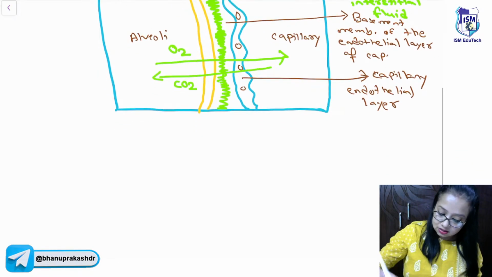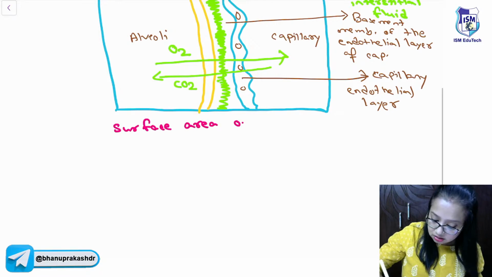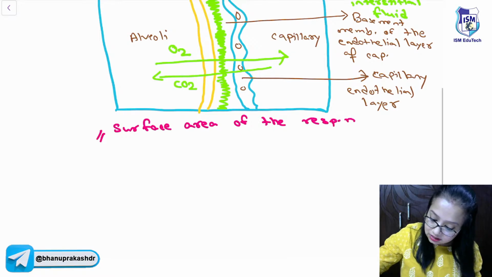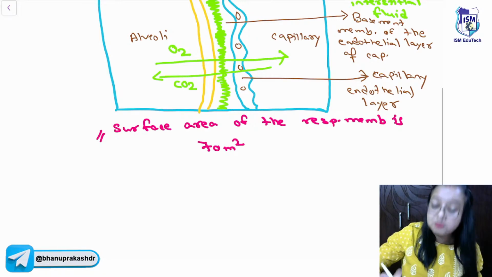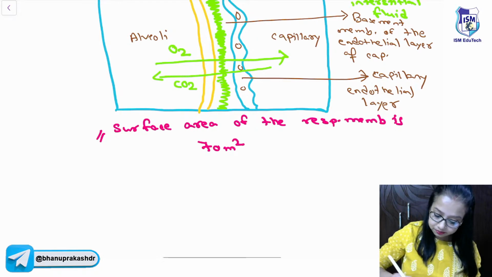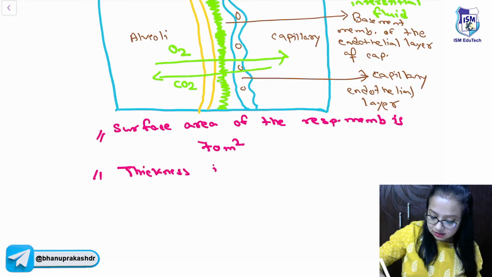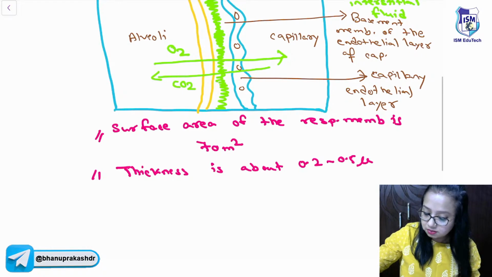Now the surface area of the respiratory membrane is about 70 square meters. That is how big the surface area is across which the exchange of these gases takes place. And its thickness is about 0.2 to 0.5 micrometer.